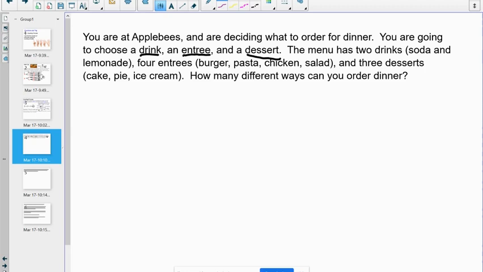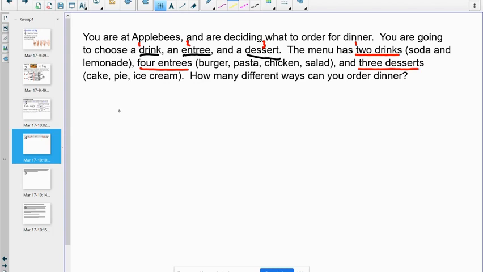The menu has 2 drinks. So that's our first decision here. And then it has 4 entrees. That's how many entree options we have for our entree decision. And then we have 3 dessert choices.